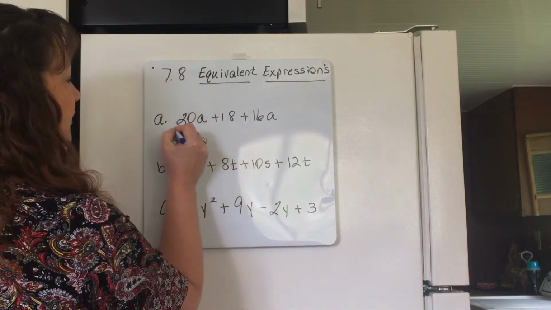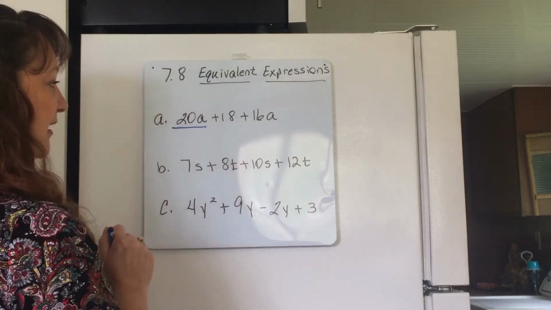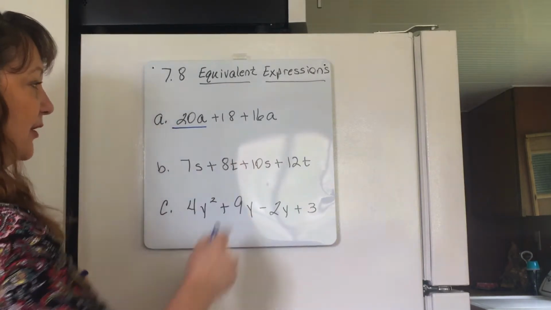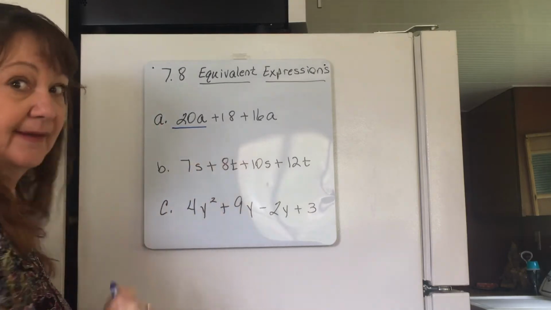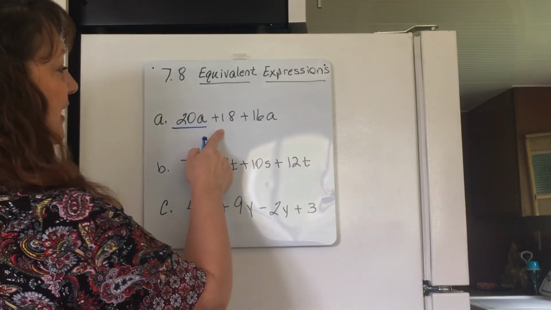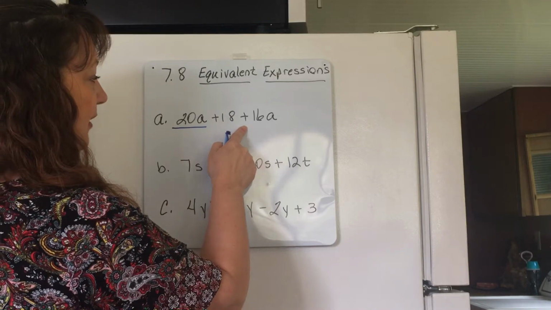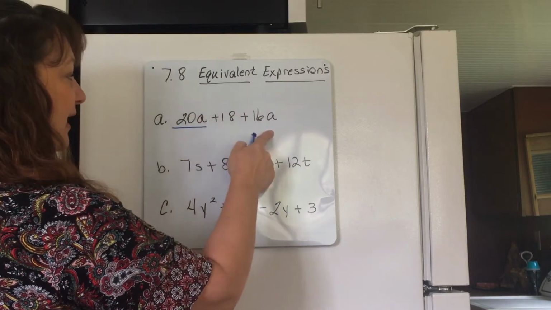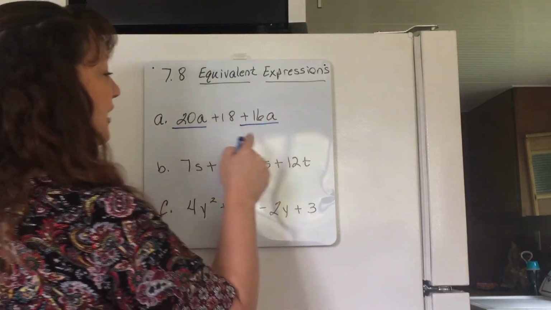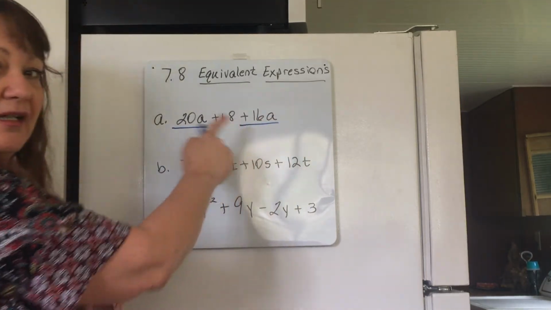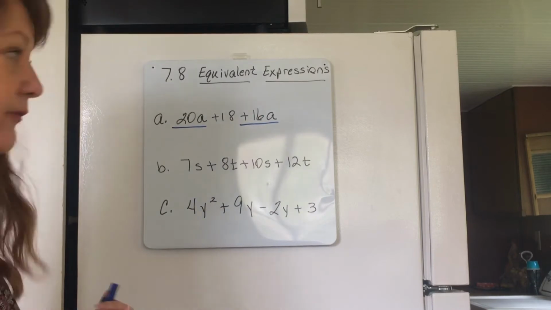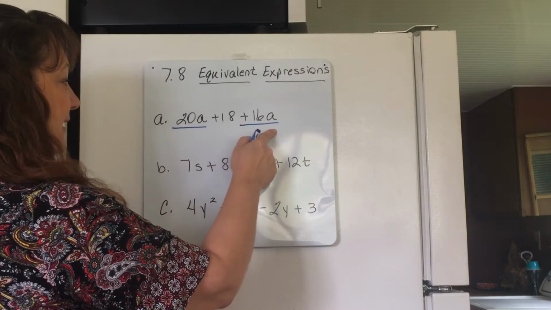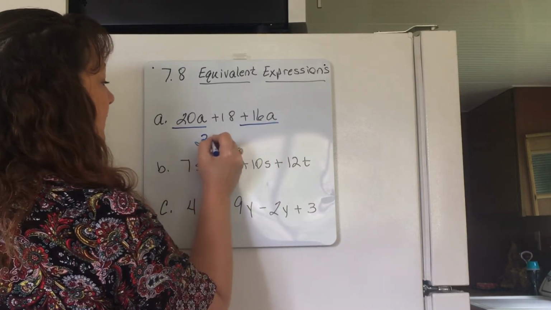So here's a 20a that has a variable. Here's a plus 18. Well, it doesn't have a variable, so I can't add those, okay? So let's skip that for now and go on down to this one. Well, this is a 16a. It has the same variable. So I underline the sign in front of it because that plus sign tells me what to do. So now I can take 20a plus 16a and get 36a.